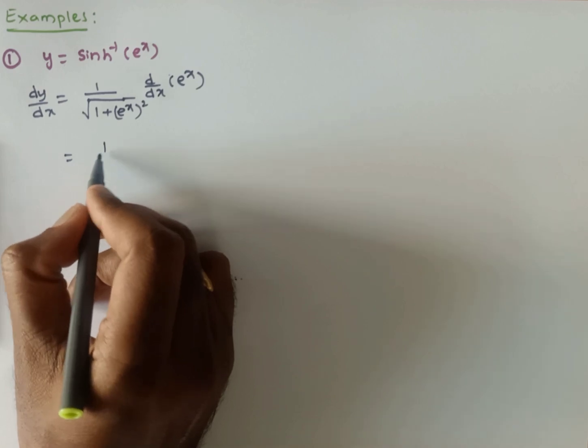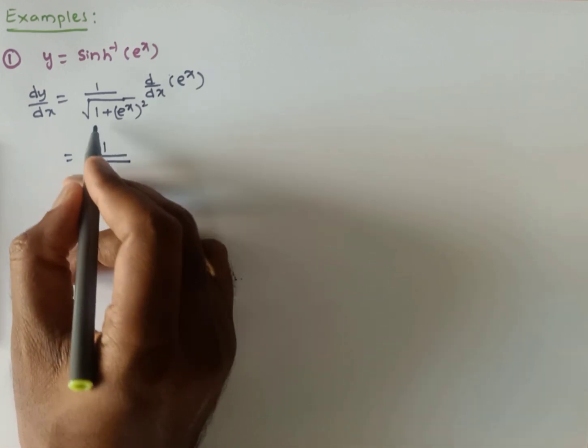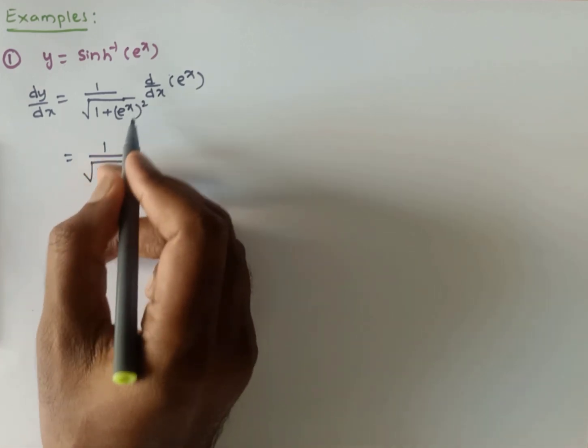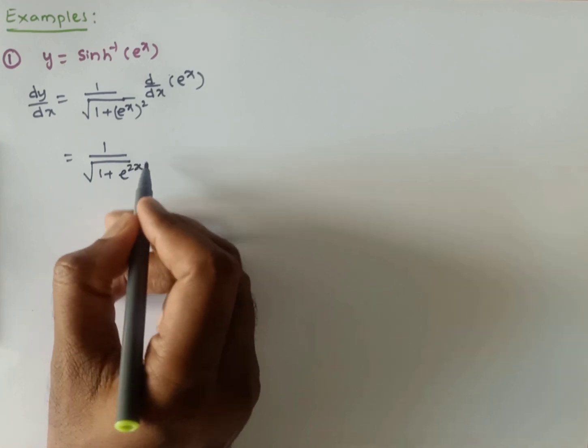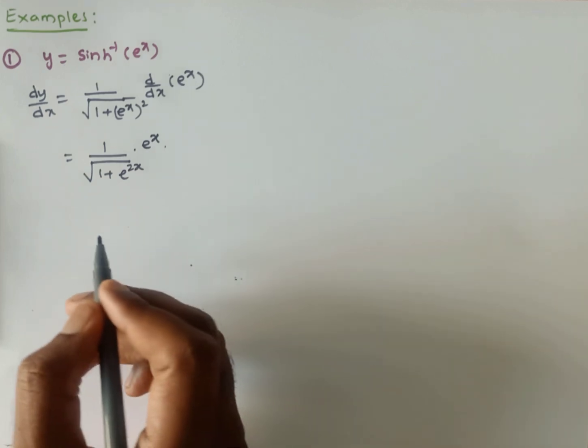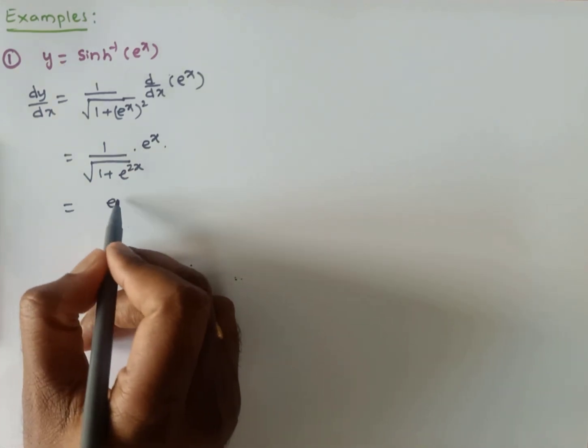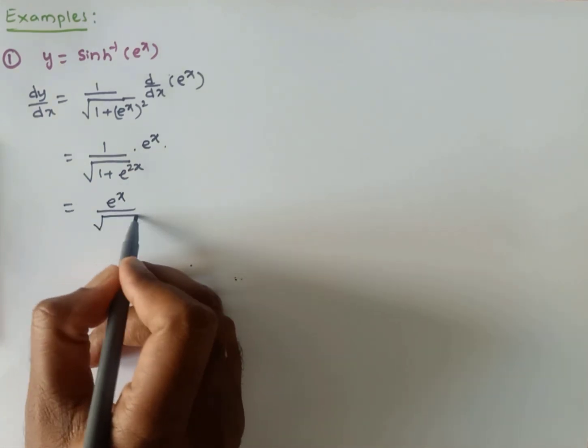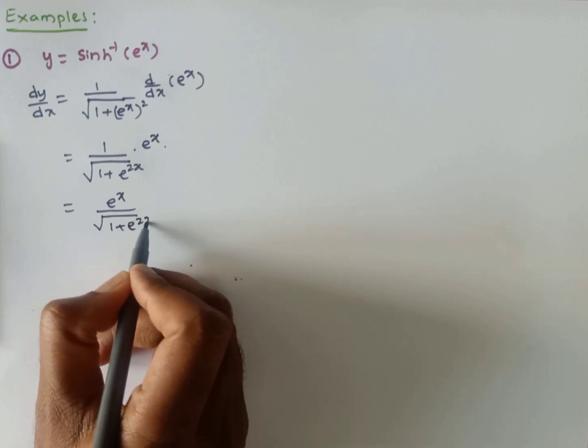Now this is 1 by square root of 1 plus e power x whole square, meaning e power 2x, into the derivative of e power x, which is e power x. So this is finally e to the power of x divided by square root of 1 plus e to the power of 2x.